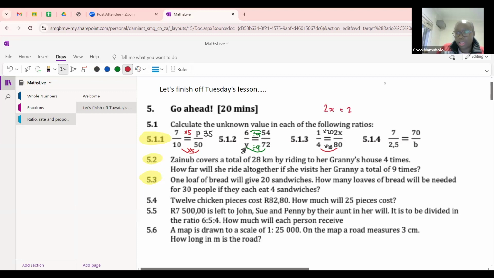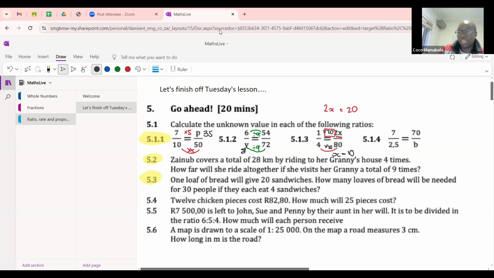Yes, x must be 10, right? Because if we have 20 up here and they've given us 2x over there, 2 times what is going to give us 20? 2 times 10, right? Good. So the answer we're looking for here is that x is equal to 10. Well done. Excellent work.